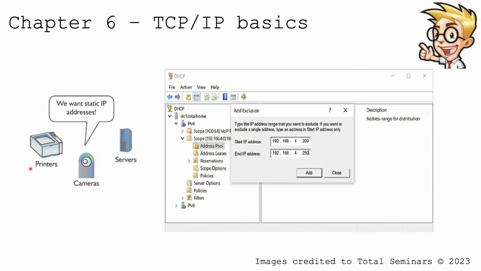Certain devices don't need as much maintenance, like a printer. Once you set it up, it's probably good for a while until a power outage or a factory reset or something funny happened to it. Same thing with the camera, possibly same thing with the server. You can even set an exclusion of addresses that you do or do not want to be in the available pool. So from here, we took 50 addresses out, and we're going to use these 50 addresses for something that's not a DHCP client.